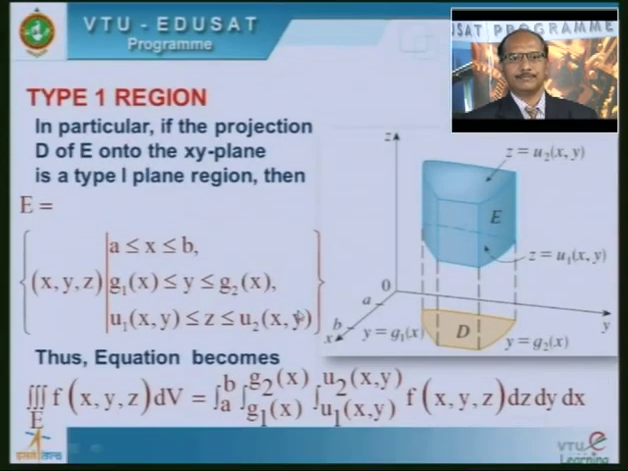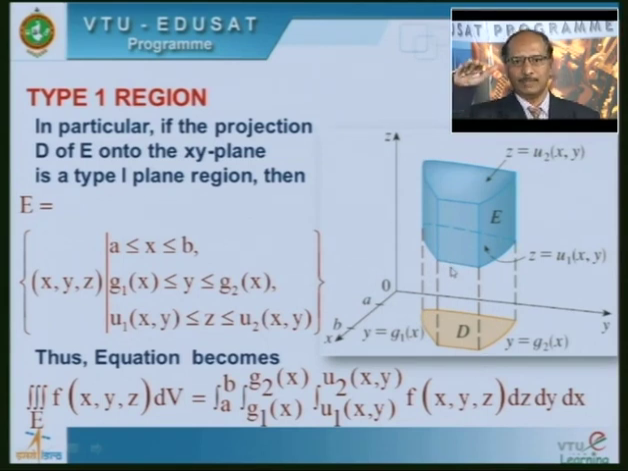After the integration, we have taken the D. What is D here? D is the projection of that solid region on the xy plane. D is the plane region in the xy plane. It is the projection. How the projection?